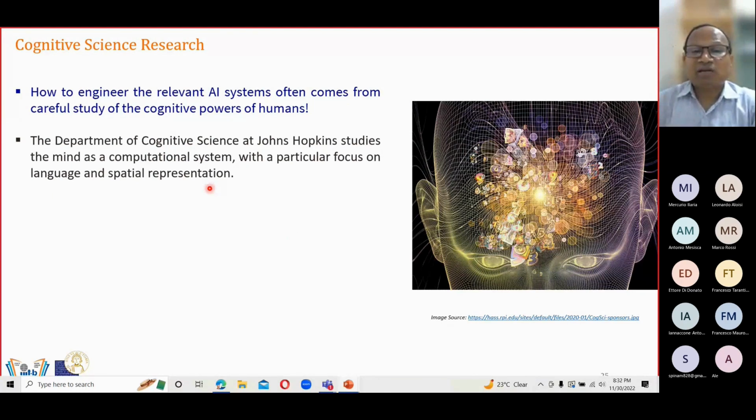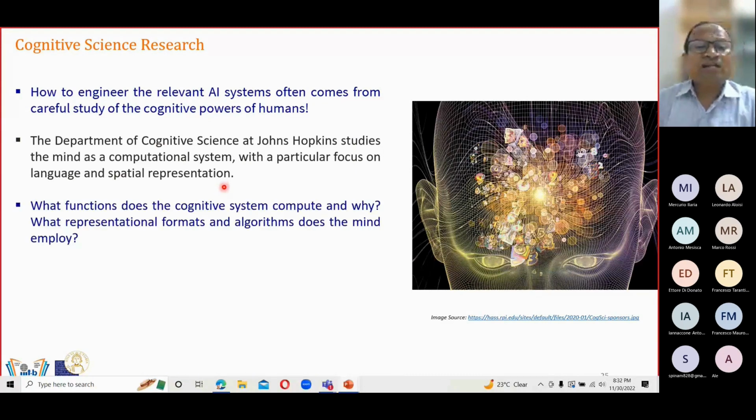How is the understanding of language? How is the understanding of a spatial pattern? The pattern may be an image, a real-time scene, or a video. So that understanding of language and spatial data, how much computational power is there in the brain, that is exploited in order to develop the software algorithms and models. What functionalities does the cognitive system compute, and how does the cognitive system or the cognitive method compute those functions?